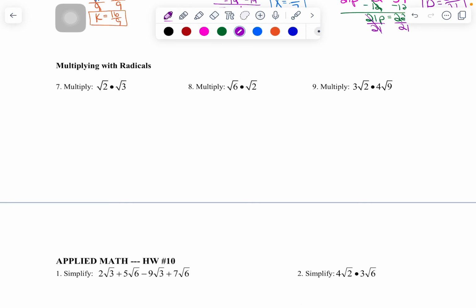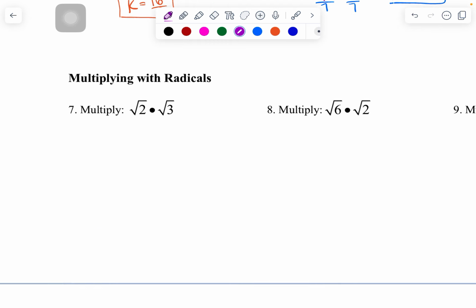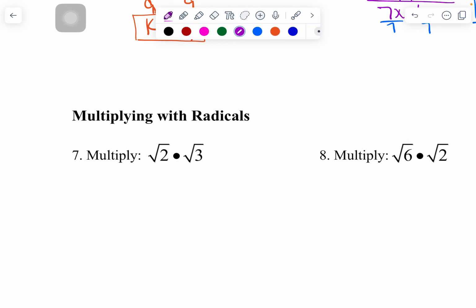All right, welcome to the last video for Notes 10, which is going to be on multiplication with radicals. Prior to multiplying with radicals, we've talked about how you can add and subtract radicals. And in order to do that, I'm going to give a couple examples here.